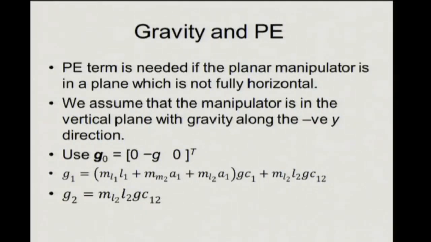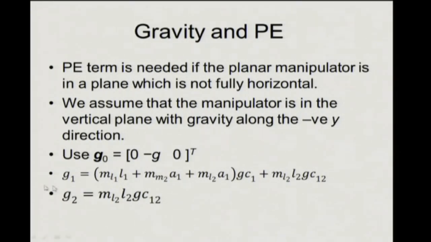So, then you need the gravity term. You need the potential energy term only if the planar manipulator is in a plane which is not truly horizontal. If it is an inclined plane, you will need that, except that G will have a component. So, we make life easy for ourselves, we just assume it is in a vertical plane and G is along the negative y direction. So, use 0, minus G0. If you are doing 3D, usually it will be 0, 0, minus G in the negative z direction.